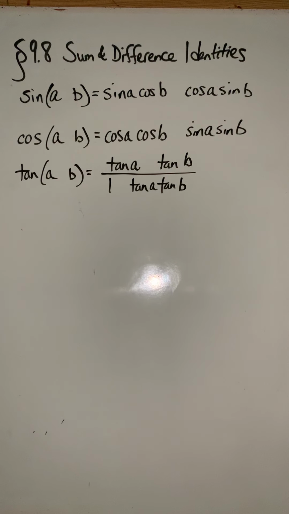I think I mentioned this at some point along the way, or maybe it was on a Zoom meeting, I don't know. But the sum and difference identities will allow us to evaluate some trig functions at angles that aren't part of the special right triangles that we've already talked about.